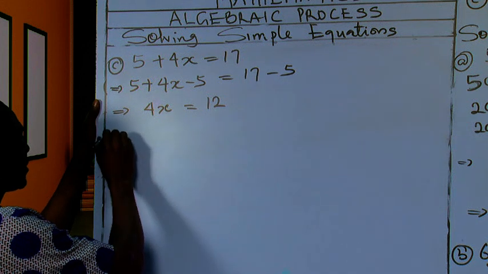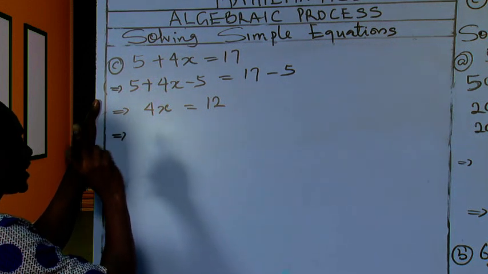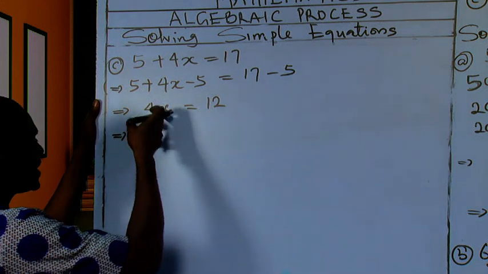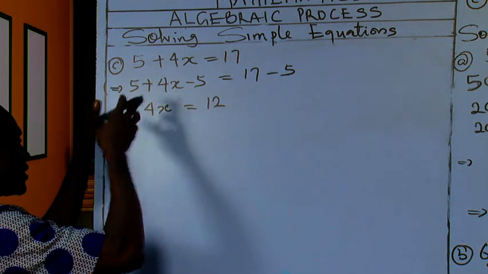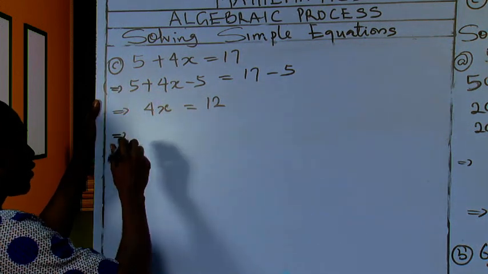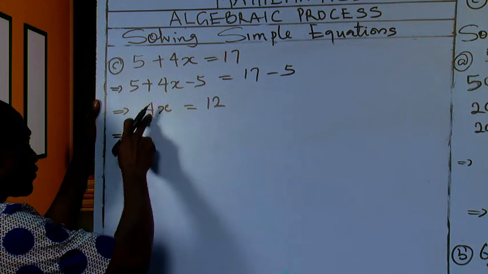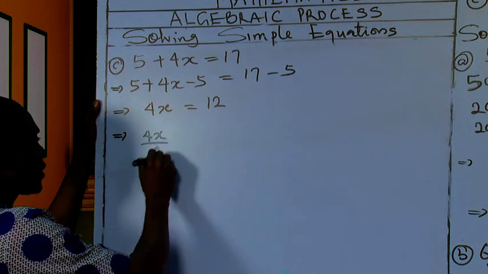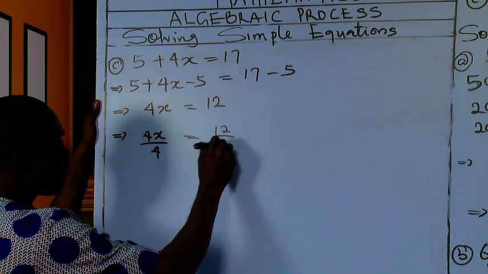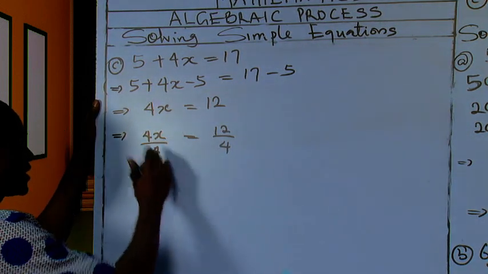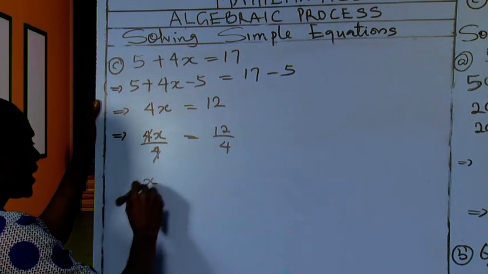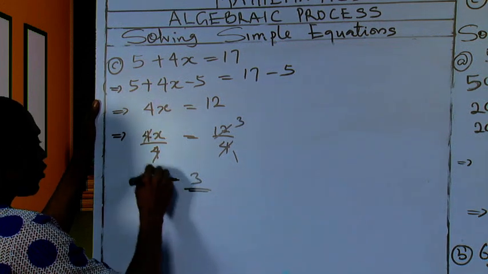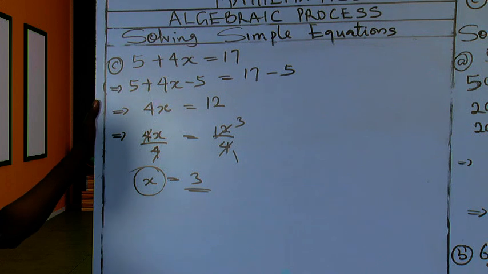With this, x is not standing alone. We want it to stand alone, and 4 is standing on its way, because it is multiplying x. So we have to carry out division of 4 to remove away the 4 that is standing on our way. So that will be 4x over 4 equals 12 over 4. We have to apply it on both sides. We cancel this, and we'll be left with x. 4 in 4 is 1, and 4 in 12 is 3. So the value of the unknown x equals 3.